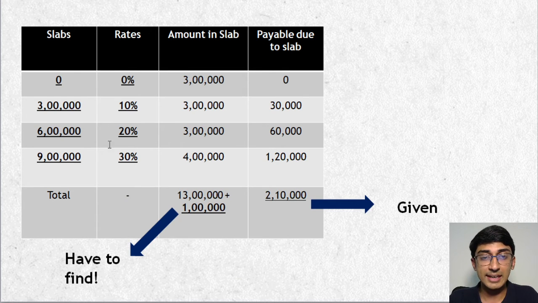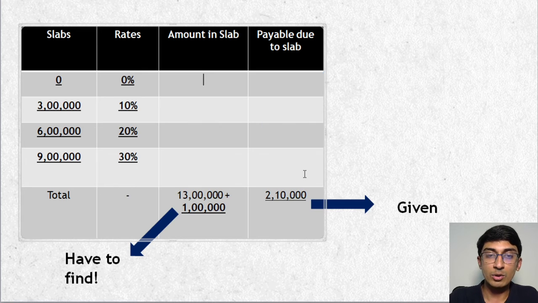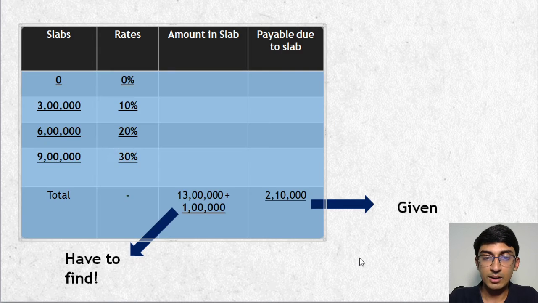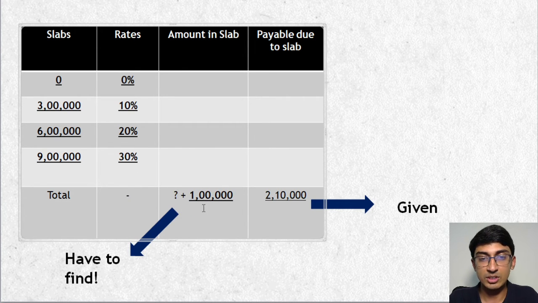Alright, so if these are given, how do we fill this part? Let's go step by step. If I had to fill in 2,10,000, and if I had zero idea about all of these, how would I go about filling it? So let's just do that. One is I have the rebate, but I don't have the total salary. I have to calculate this salary plus rebate. So I know it's 2,10,000. How do I go about filling it?